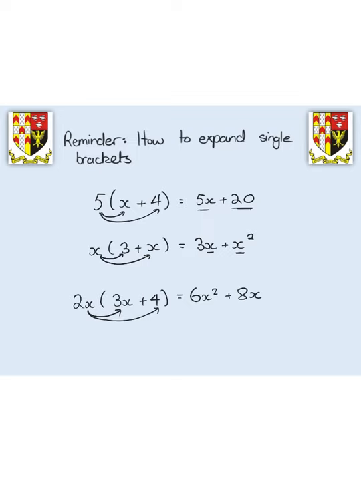So 2x multiplied by 3x: 2 times 3 is 6, and x times x gives me x squared. And 2x times 4: 2 times 4 is 8, so that's going to give me 8x. Afterwards, if you look at just the numbers, both the 6 and the 8 are divisible by 2. And we also multiplied by the x, because we multiplied by 2x altogether. So both of these terms are divisible by both 2 and x, so they're divisible by 2x as well. That's going to be quite important when I'm trying to put them back into the brackets afterwards.